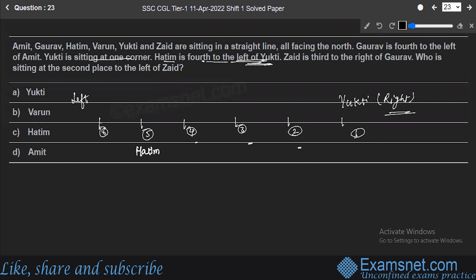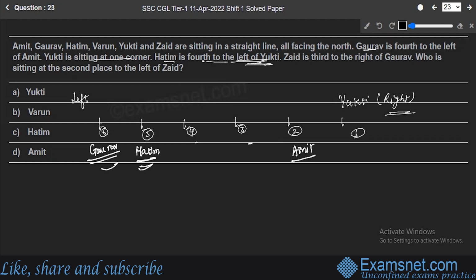Right? Next is Gaurav is fourth to the left of Amit. So Gaurav can only be at this position because Hatim is already sitting over here. There is no other fourth position available. So here is Gaurav and he's sitting fourth to the left of Amit. So where will be Amit? Here will be Amit. He's at second position. Yukti is at first position. Hatim comes out to be at fifth position and Gaurav comes out to be at sixth position.